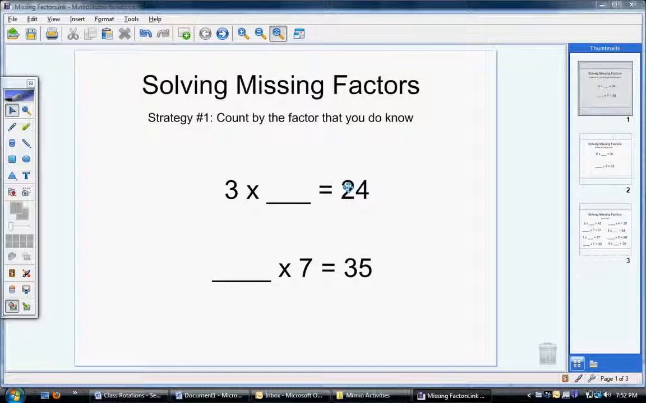Let's go ahead and see what it is if I'm trying to get up to 24. 3, 6, 9, 12, 15, 18, 21, 24. I'm at my product, where I want to go. I ended up with 8 numbers that I had to count through, so my missing factor here is going to be 8. I know that 3 times 8 is going to equal 24.